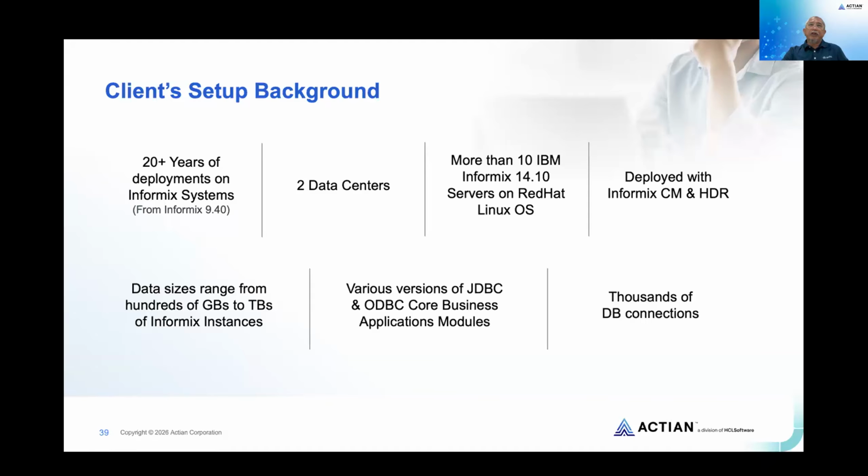They have more than 10 Informix, 14.10 and other versions as well, running on the Red Hat server farm. And to meet the HA requirement, the Informix system is also deployed with Informix Connection Manager and HDR setup for high availability. The database instances range in size from a few hundred gigabytes to terabytes of data. And most of the time, the system is active with tens of thousands of connections to this data server, either via JDBC or ODBC connections.